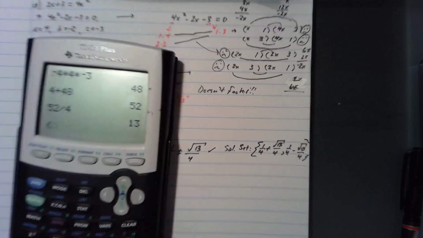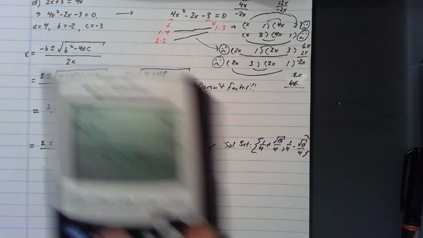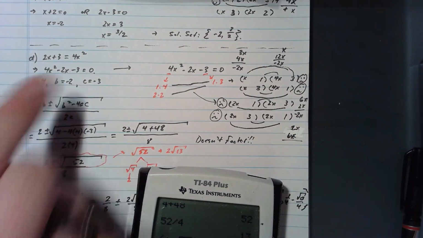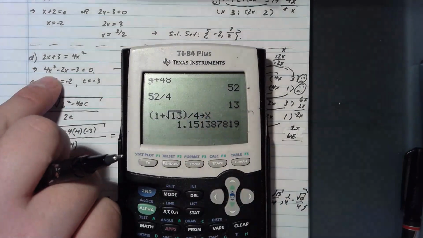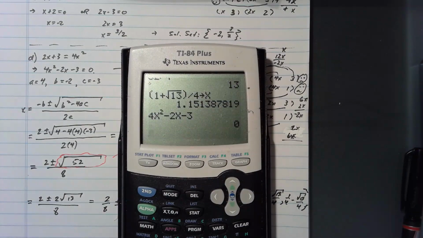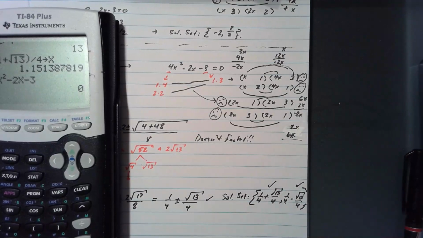So again, you could check the solutions with your calculator. 1 plus root 13 divided by 4. Store that in the x. And then you could do it in the original equation. You could do it in the second equation. Either one's fine. If you just type it in the second equation, 4x squared minus 2x minus 3 gives me 0. So I know that this is a solution, and you could check the other one too.